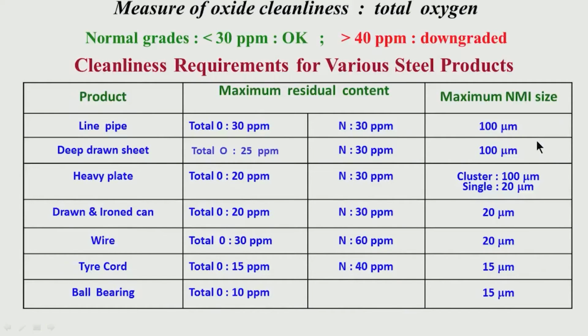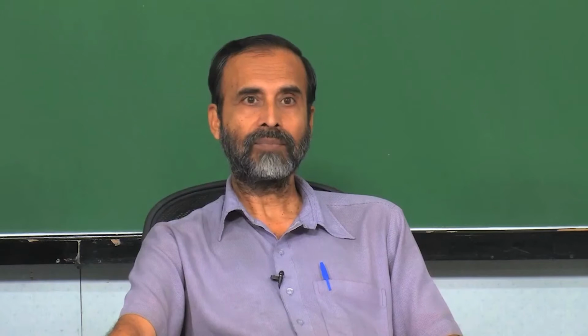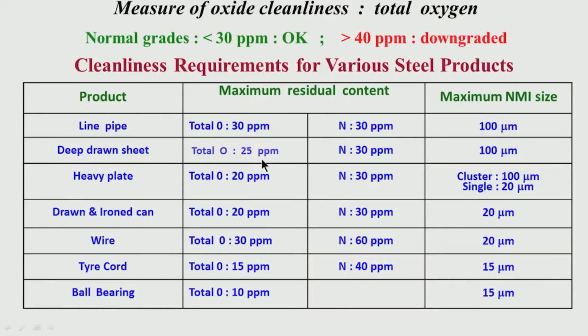of the NMI. Now, another important product is deep drawn sheet, which is used for making many applications like car body, like some filters, many important applications are there. So, what is the requirement? You see, oxygen requirement is still stringent, 25 ppm, nitrogen is 30 ppm, maximum NMI size is 100 micron.